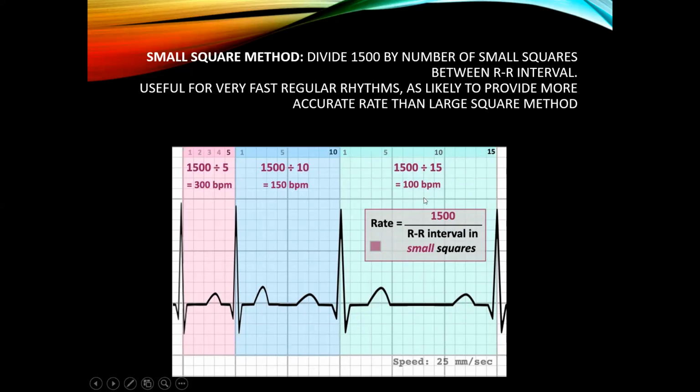The same, if there are 15 small squares, we do 1500 divided by 15. That gives us 100 beats per minute. We can just count 1, 2, 3, 4, 5, 6, 7, 8, 9, 10, 11, 12, 13, 14, 15. So 1500 divided by 15, then we get 100 beats per minute, okay? This is useful for very fast regular rhythms, and it's likely to provide a more accurate rate than the large square method. So if you use this method, it's better for fast regular rhythms and it's more accurate than the large square method.